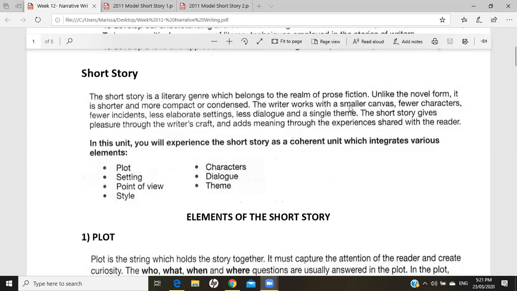So the writer works with a smaller canvas, fewer characters. In the short story, we will be exploring characters as well. So you have fewer characters as opposed to how many characters you'll have in a novel. Fewer incidents. Maybe your story will have 1 or 2 incidents taking place for the most part because of the word limit. Less elaborate settings. You can't really expand too much on setting. You would have to condense it. All the elements that we'll be discussing today, you can't really elaborate on as if you were writing an entire novel. It will be reduced. Less dialogue.